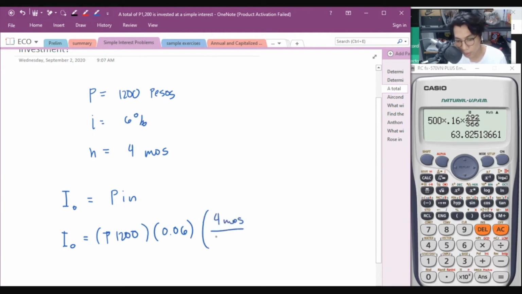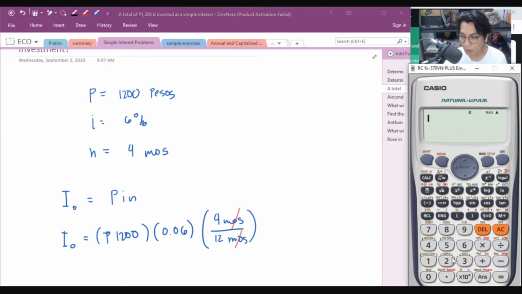Sa ordinary, you have 12 months in a banker's year. So, cancel all the same units. Then we can solve for the value of interest. That is 1,200 multiplied to 0.06 multiplied to 4 over 12. The value will be 24 pesos.